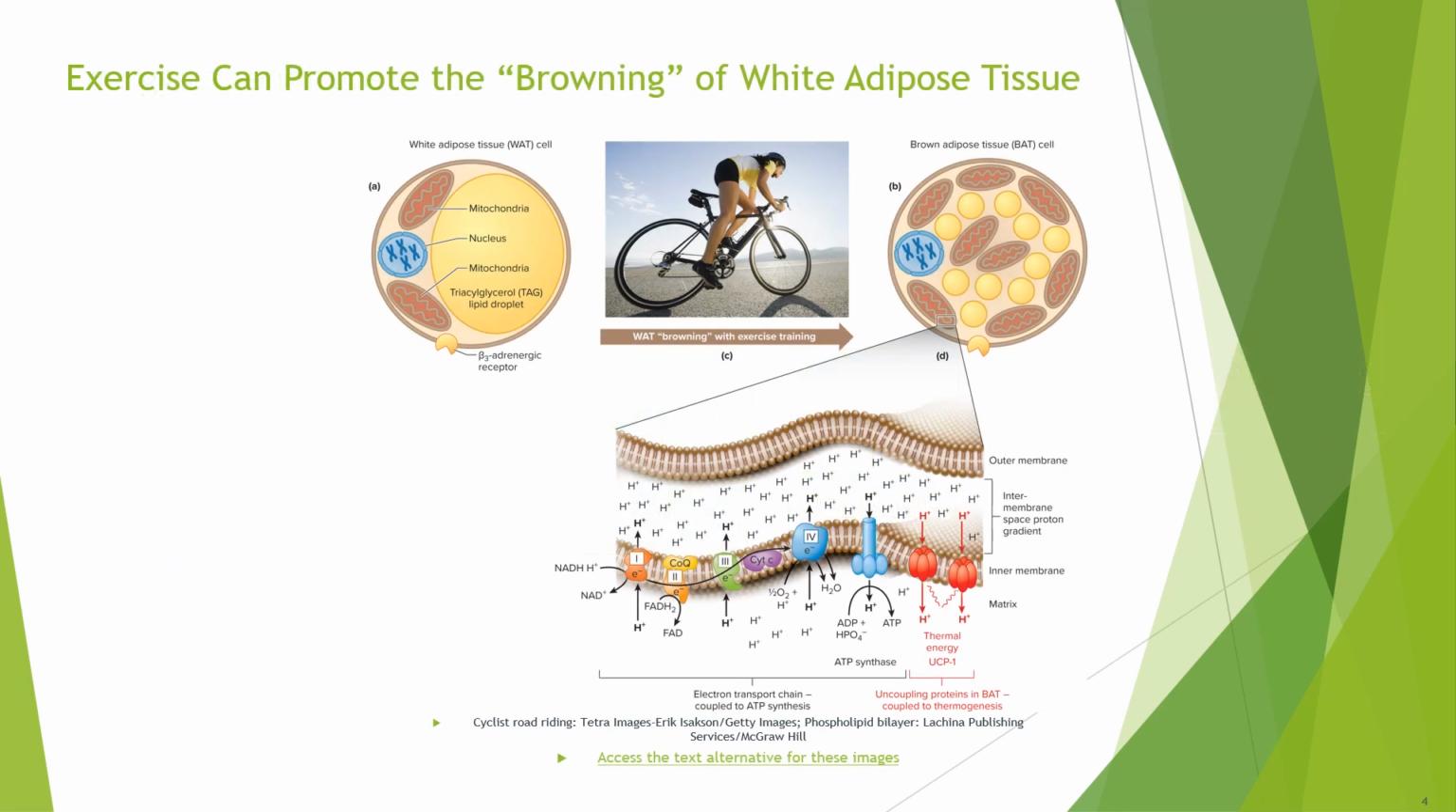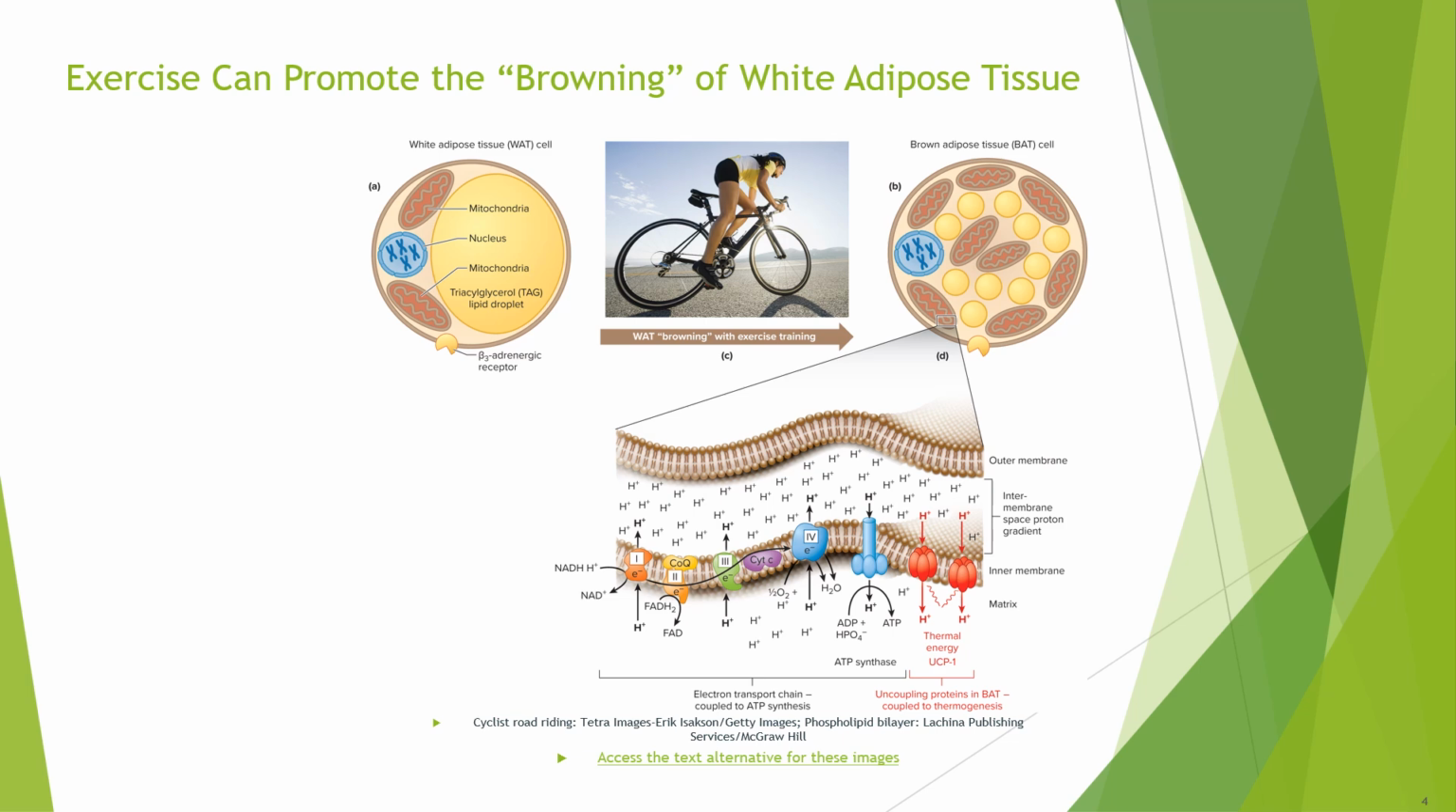Exercise can promote the transformation of white adipose tissue, or WAT, into brown-like adipose tissue. It's a process known as browning. This involves the development of beige or brite adipocytes, a mix of brown and white, within white fat depots, which exhibit properties similar to brown adipose tissue. Here's how the process works. The mechanism of browning includes increased mitochondrial biogenesis.